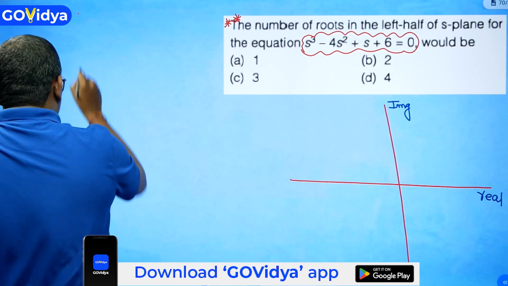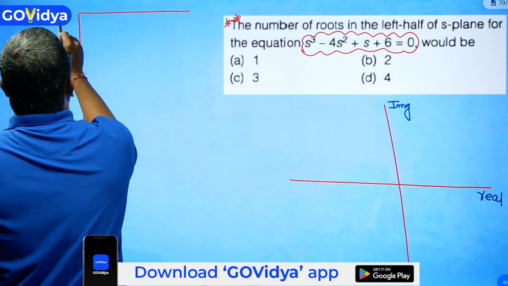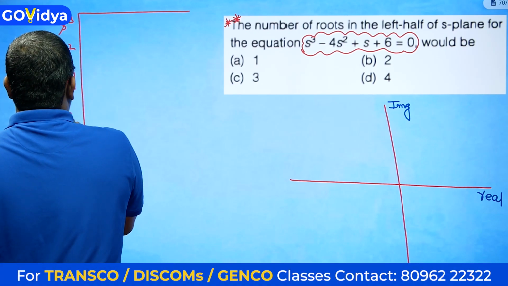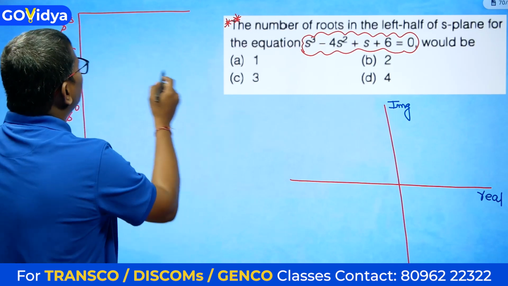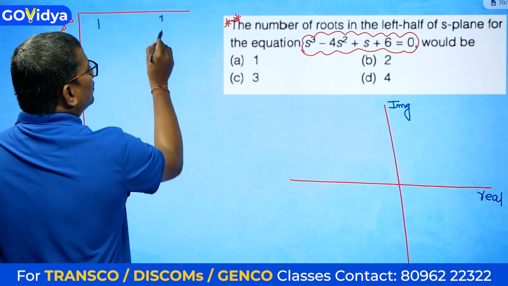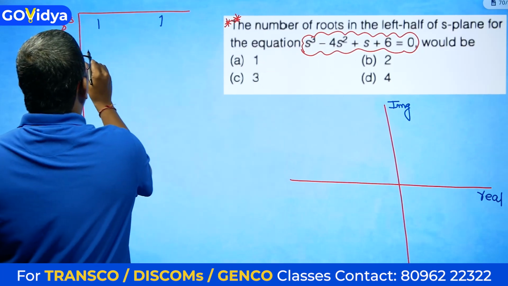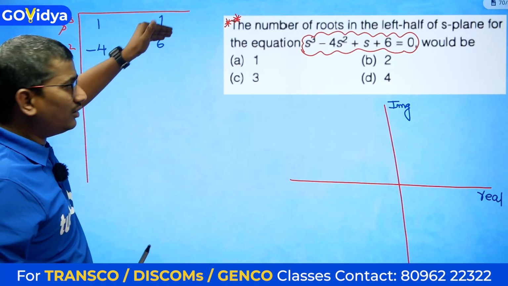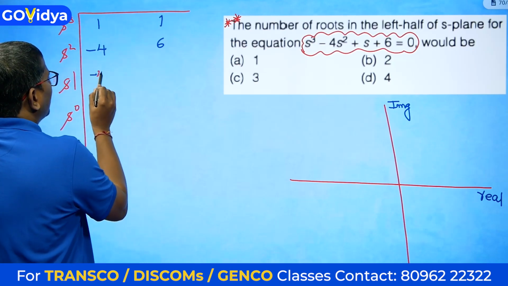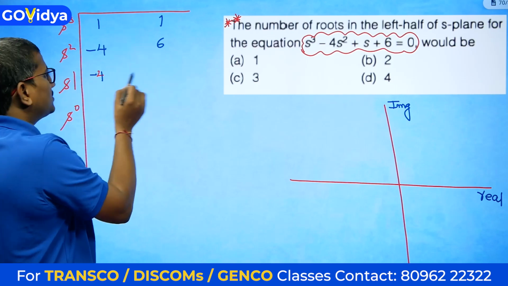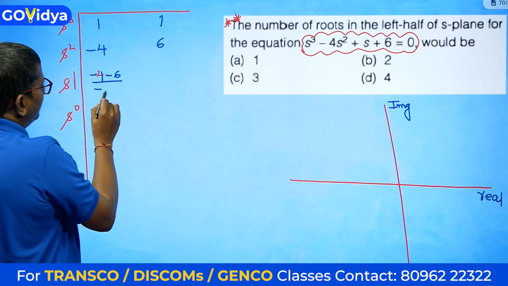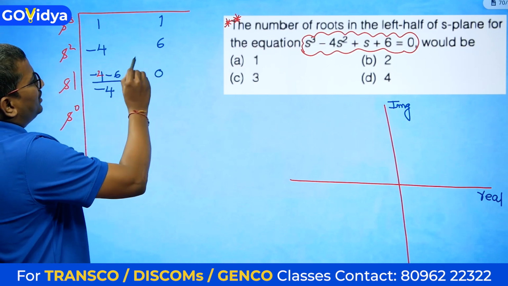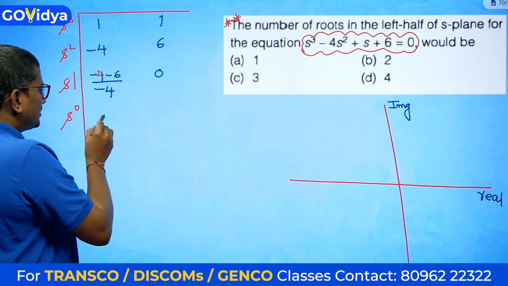So let us take the Routh's table. S cube, s square, s power 1, s power 0. The values are 1, 1, the alternate terms, minus 4 and then 6. Now what is this value? Minus 4 into 1, minus 4, minus 6 into 1, minus 6, divided by minus 4, and nothing is there, 0. And obviously if you multiply these two and divide by this number, you will get 6 here.